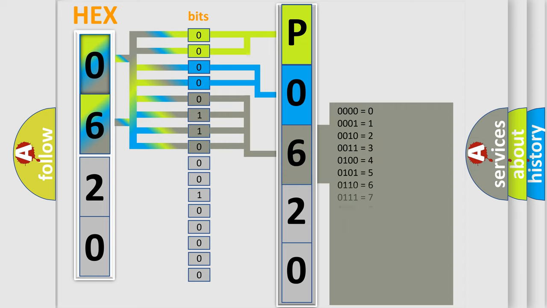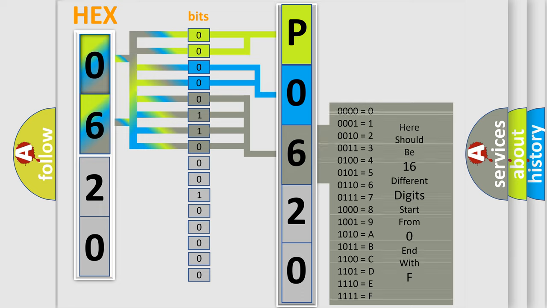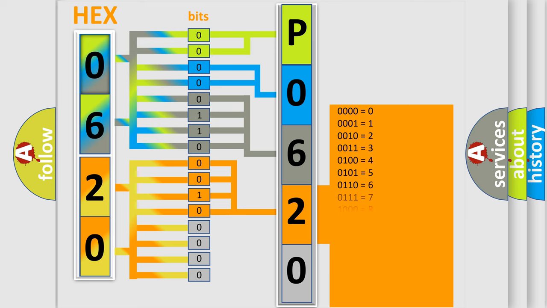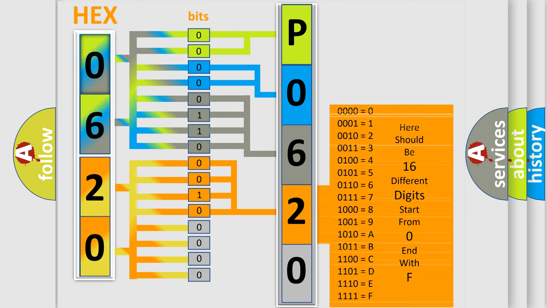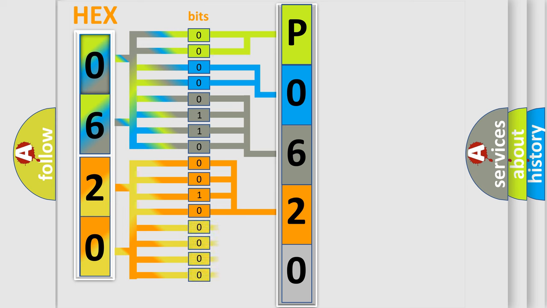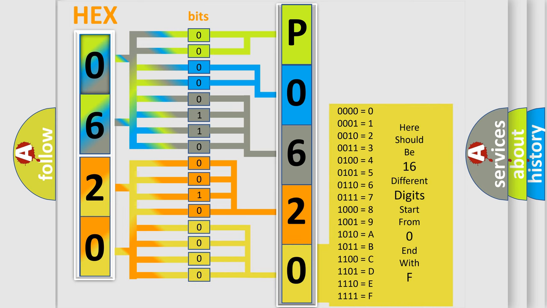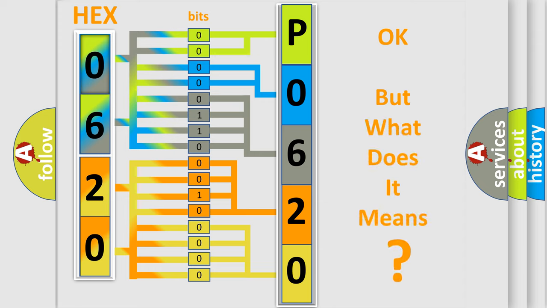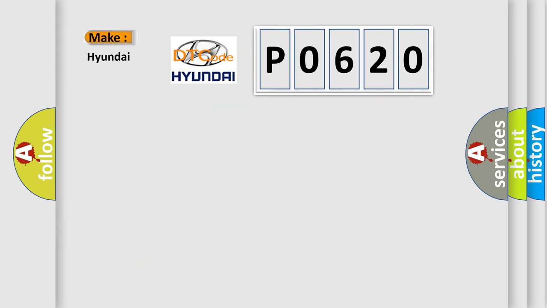The second byte is composed of a combination of 8 bits. The first 4 bits determine the fourth character of the code, and the combination of the last 4 bits defines the fifth character. A single byte conceals 256 possible combinations. We now know in what way the diagnostic tool translates the received information into a more comprehensible format. The number itself does not make sense to us if we cannot assign information to what it actually expresses. So, what does the diagnostic trouble code P0620 specifically interpret for Hyundai?